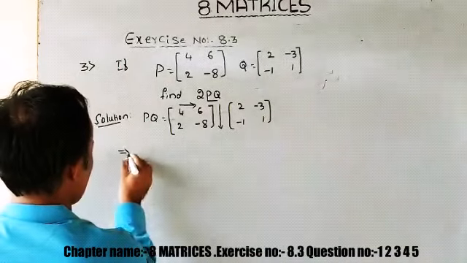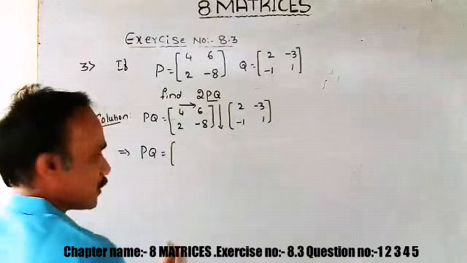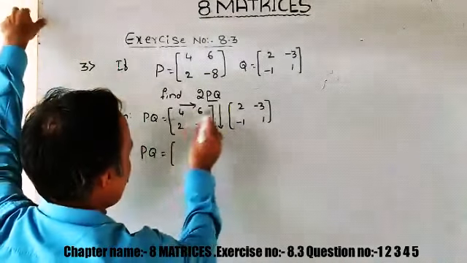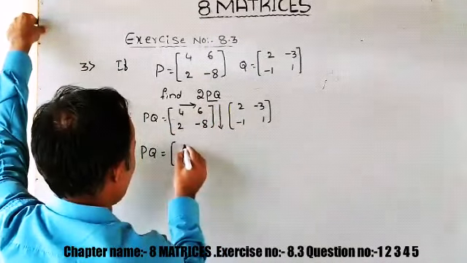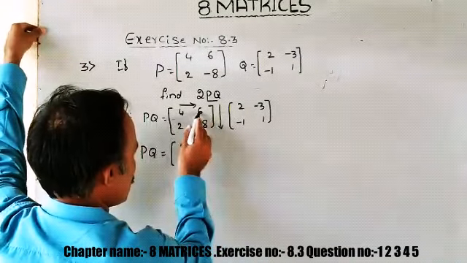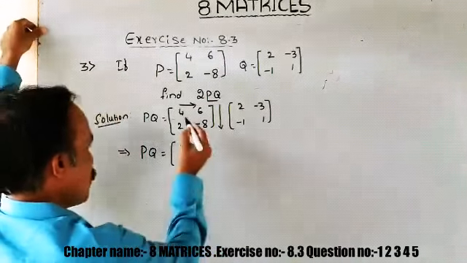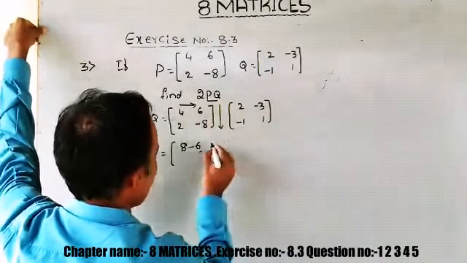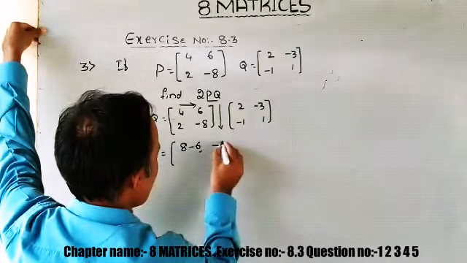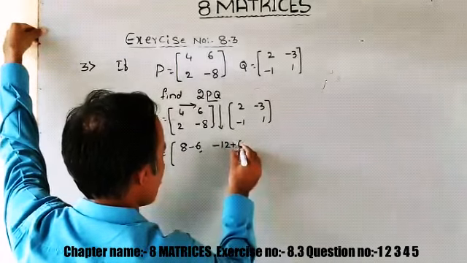So PQ is, shall I write the direct product? Yes. 4 into 2, 8. 6 into minus 1, minus 6, comma. Again 4 into minus 3, minus 12. 6 into 1, plus 6.